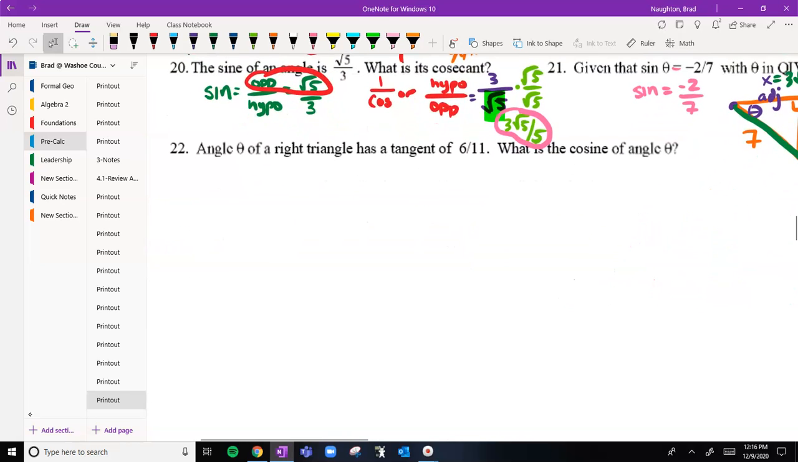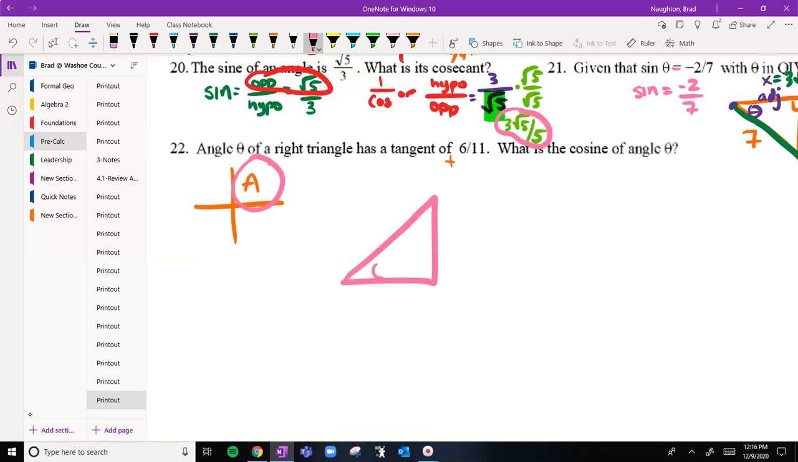Moving over here to 22. So we're going to go ahead and say the right angle is tangent. Now this is positive, so I'm going to go ahead and assume that we're going to be in that all positive region of quadrant 1. So I'll draw my triangle. Here's my theta, and tangent is opposite over adjacent. That comes from our SOHCAHTOA. So that's 6 over 11, and cosine is going to be adjacent over hypo.